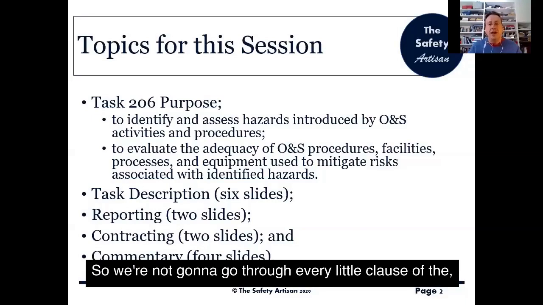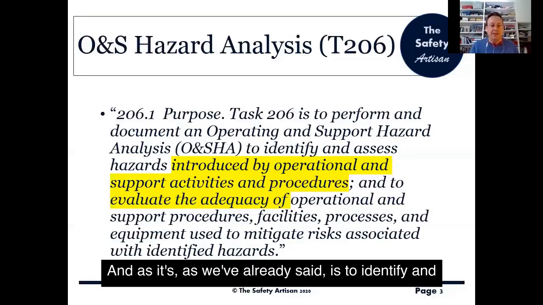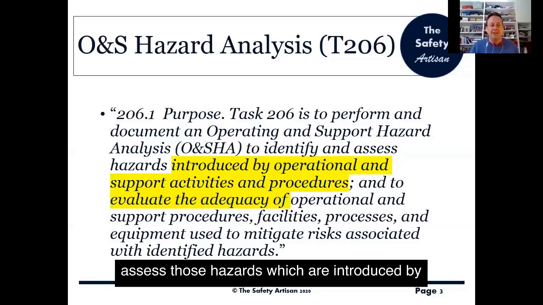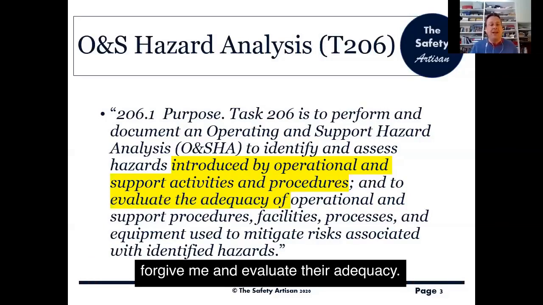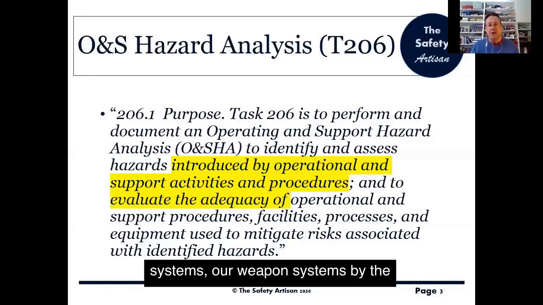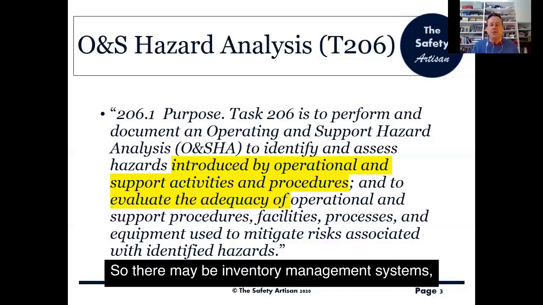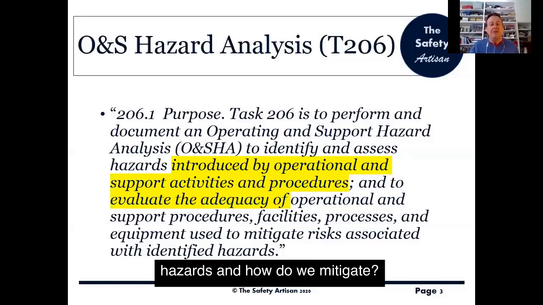So we're not going to go through every little clause of the standard. That would be pointless. And as we've already said, it's to identify and assess those hazards which are introduced by operational and support activities and procedures, and evaluate their adequacy. And of course, this is a military standard, so we assume a military system, but not all military systems are weapon systems by any means. Not all are physical systems, so there may be inventory management systems, management information systems, all kinds of stuff. Does that create any hazards or introduce any hazards? And how do we mitigate?